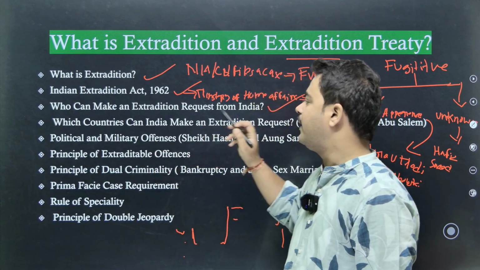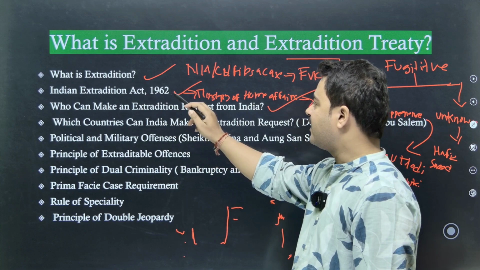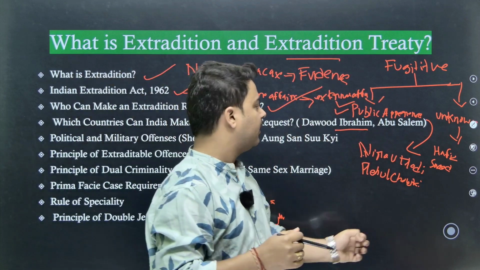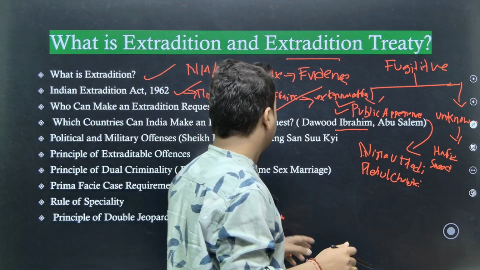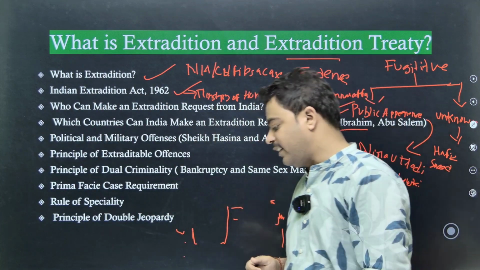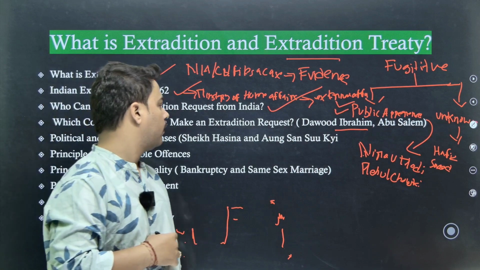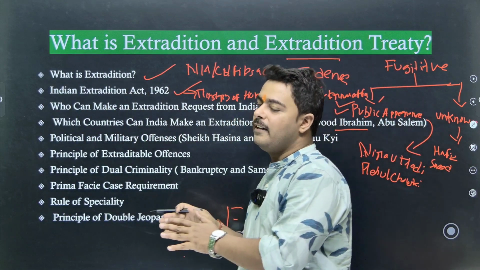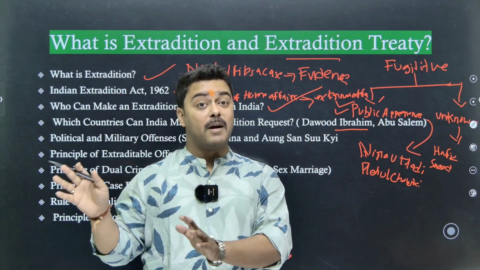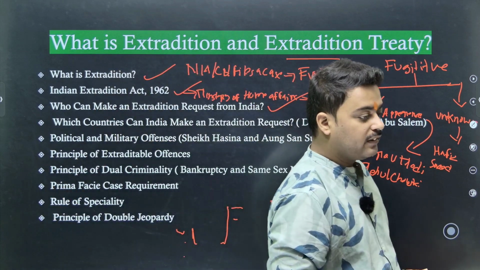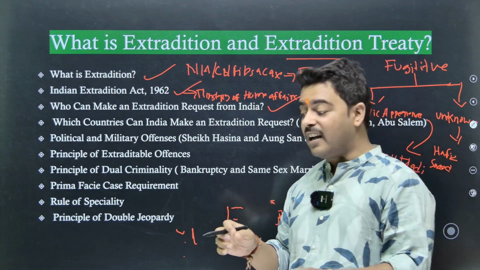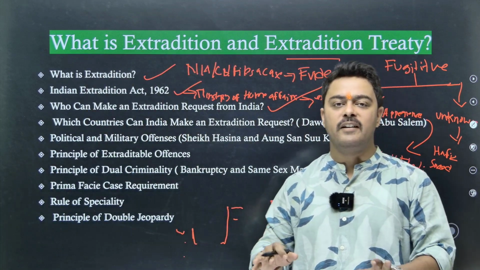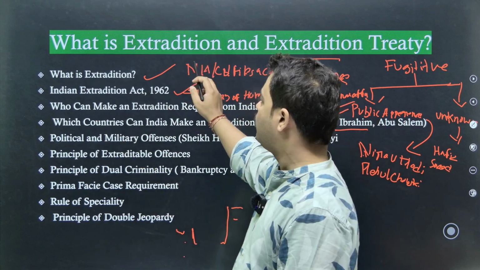Political and military offense under the Indian Extradition Act 1962 and the extradition treaty that India signs with any country: political and military leaders are not extradited. For example, Sheikh Hasina. Now you all must be aware in the current affairs that there is a change in government in Bangladesh just 3 months ago. Now the Bangladesh government is requesting India that since Sheikh Hasina is accused of genocide, you must extradite her to Bangladesh. But the Indian government is very clear from the standpoint that we do not do extradition for political leaders.